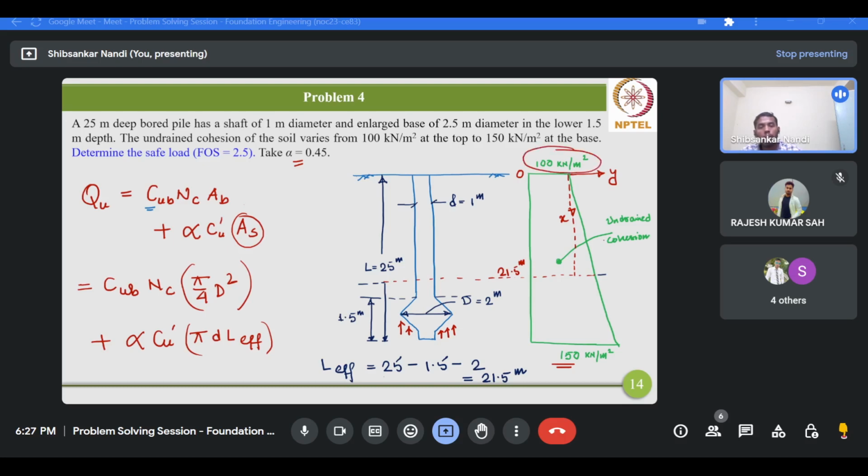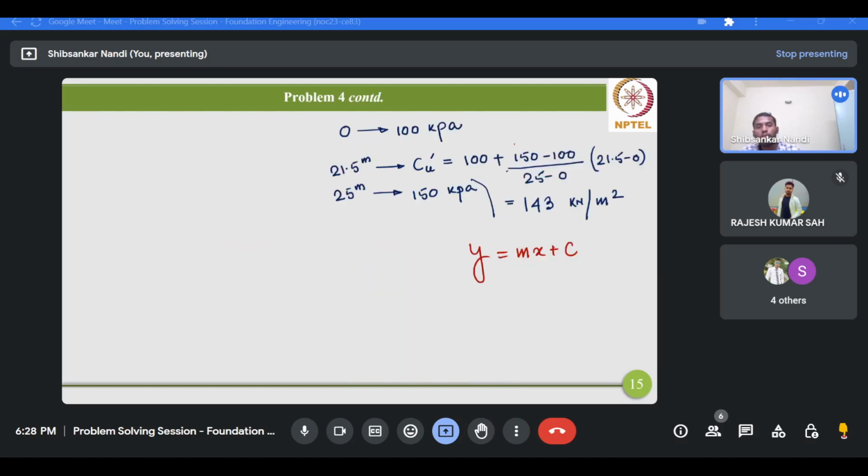Now what is the value of m? The value of m will be 150 minus 100 divided by the distance. So this much increment you are having over a length of 25 meter. What is the increment? The increment is 50 kPa, 150 minus 100. Over how much length? Over a length of 25 meter. Therefore, what is the gradient? The gradient is 50 by 25, which I have written here. So 150 minus 100 is the increment.